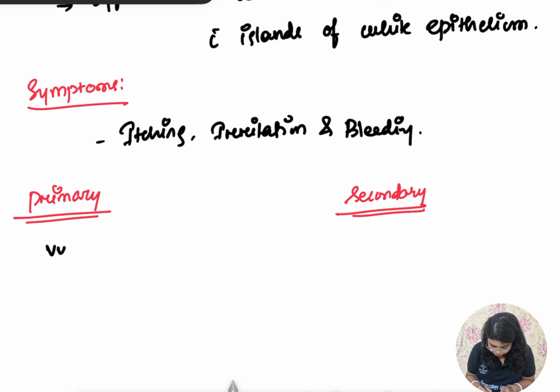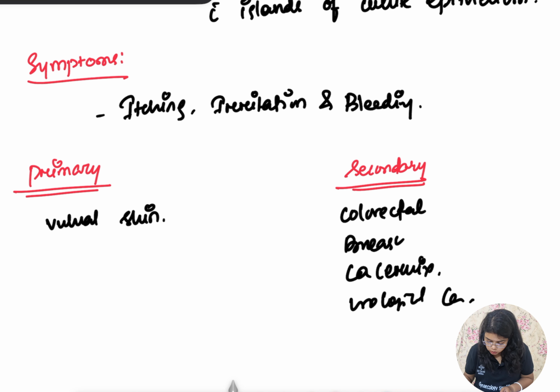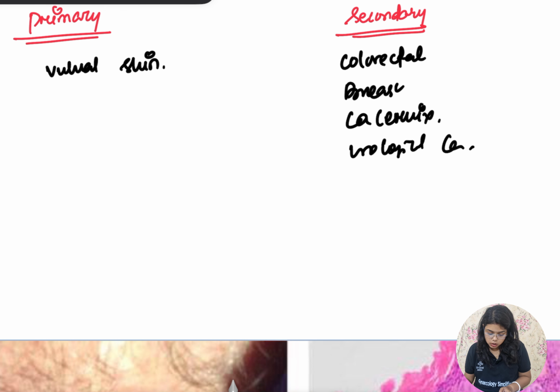So primary means it arises from the vulval skin, and secondary means it arises from any other place and is deposited in the vulva. So it may be colorectal, breast carcinoma, CA cervix, and urological, that is from the bladder or urethra.